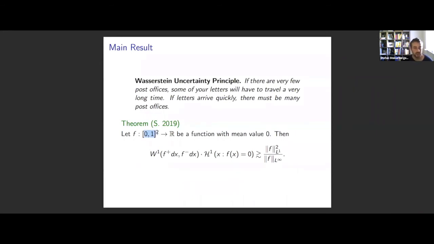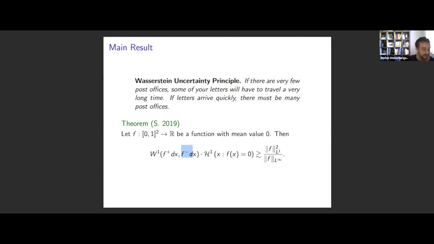So suppose you have a function on the unit square, say a continuous function on the unit square, mean value 0. Then the f plus, the part where it's positive, I call the post office. It's the surplus of letters. And everywhere where people were waiting for letters, I would call that f minus. It's the demand for letters. And then the question is simply, how much does it cost to transport the letters from the post offices? I guess there are n letters at the post office and n letters that we want. How much does it cost to transport these letters?